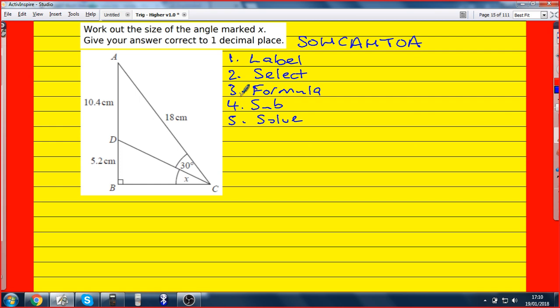So, from what letter to what letter? B to A. The hypotenuse, I wouldn't think of it as the longest side. I think of it as the side opposite the right angle, because it's not really helpful that it's the longest side. Okay, so what side is the hypotenuse?